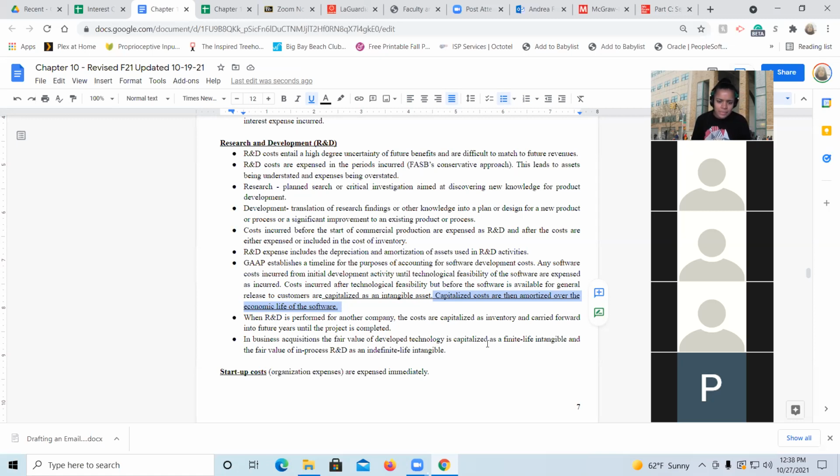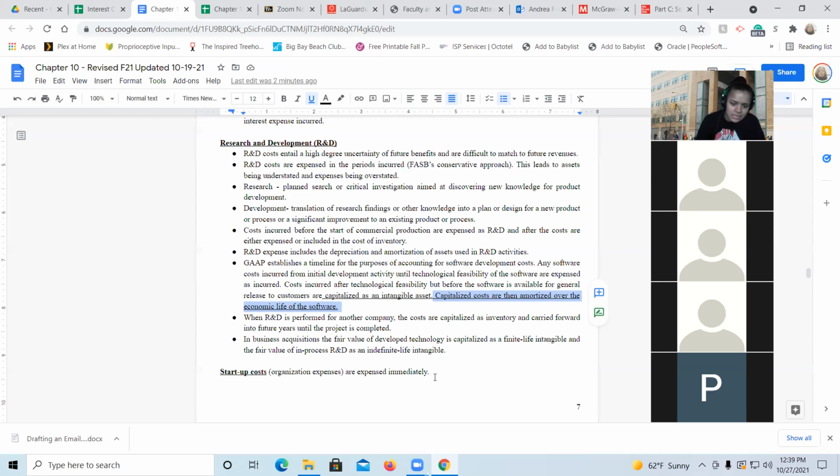And then if you're buying a company, it becomes a little bit easier to see whether the developed technology is actually worth buying. So they allow you to treat it as a finite or indefinite life intangible, because at that point you've had to go through fair value calculations to see what the future benefits actually are. So I think GAAP, the FASB, is kind of comfortable with purchased R&D in this case being capitalized if it's been fair valued and there is actually an objective value that's been attached to it.